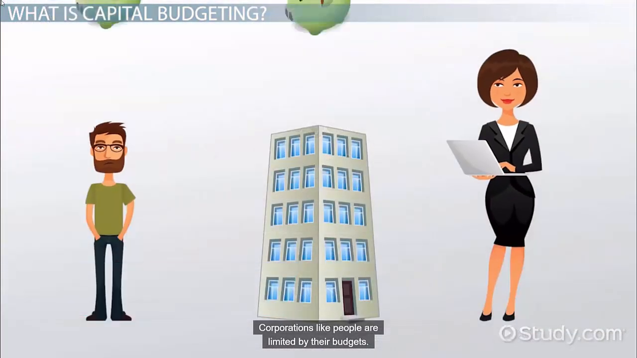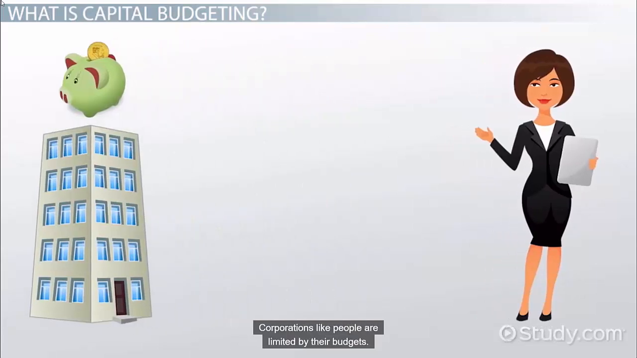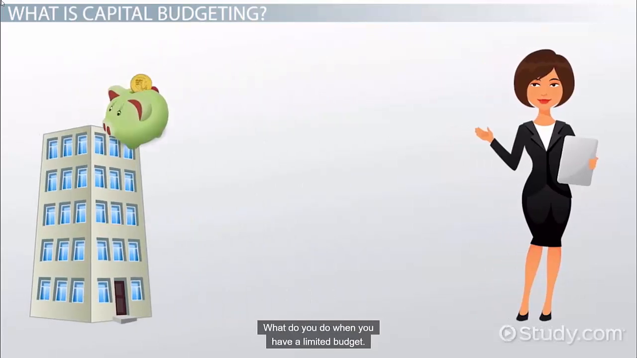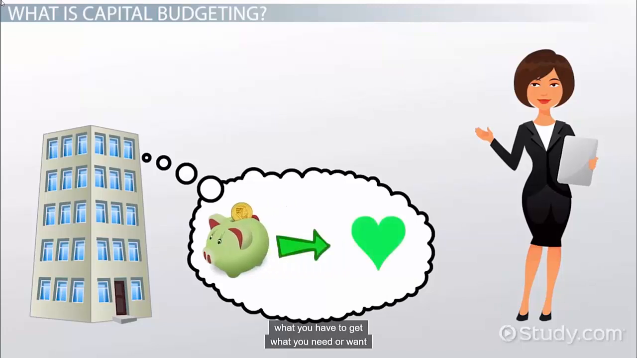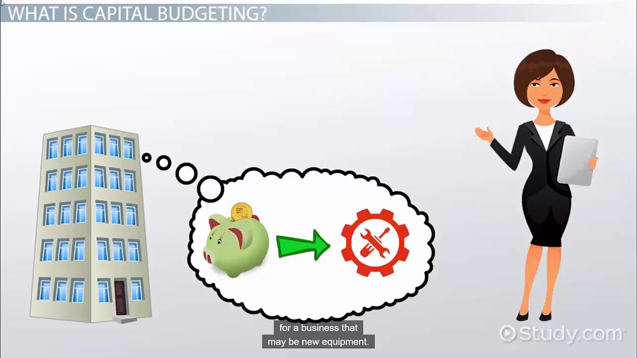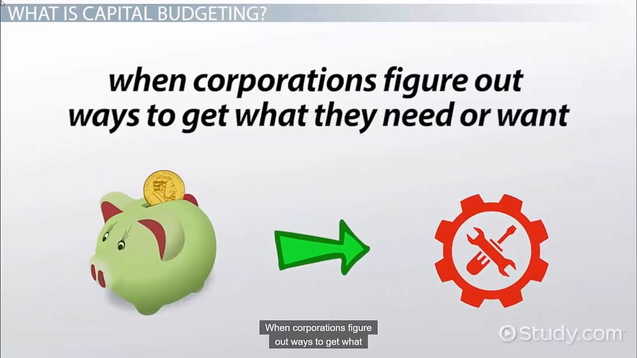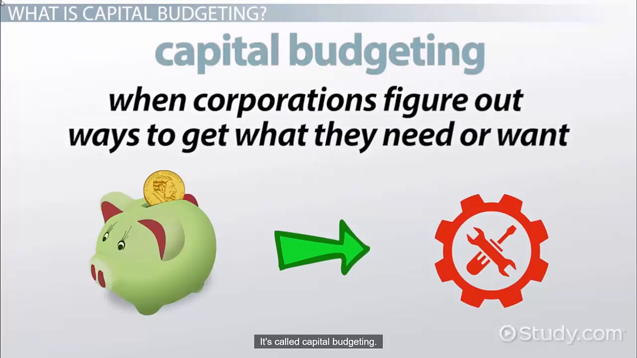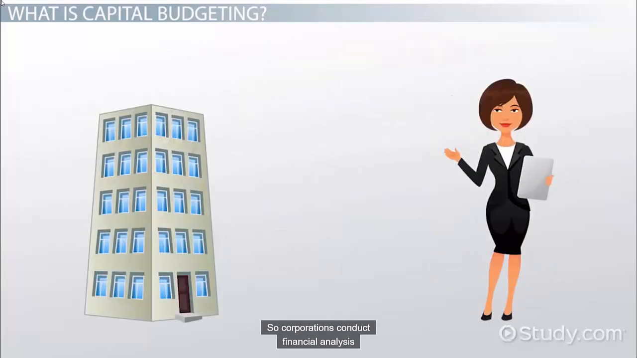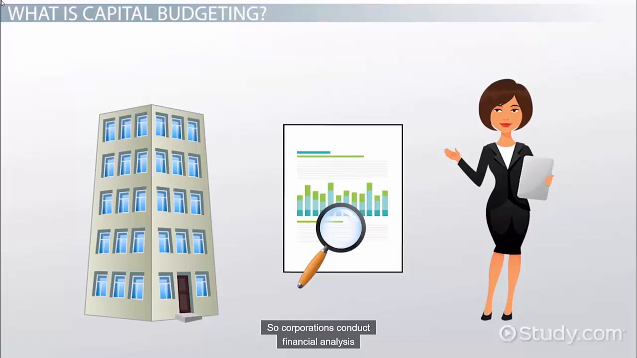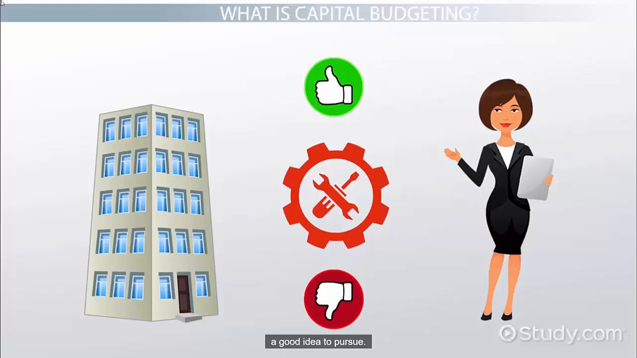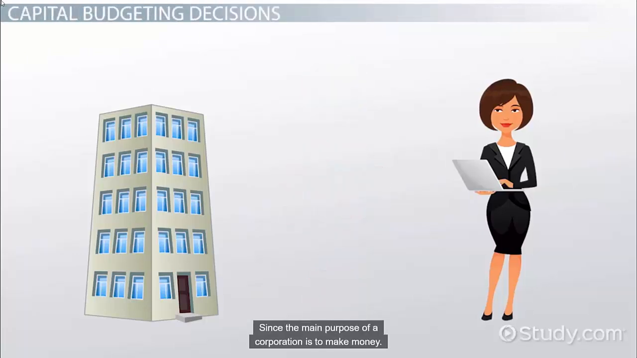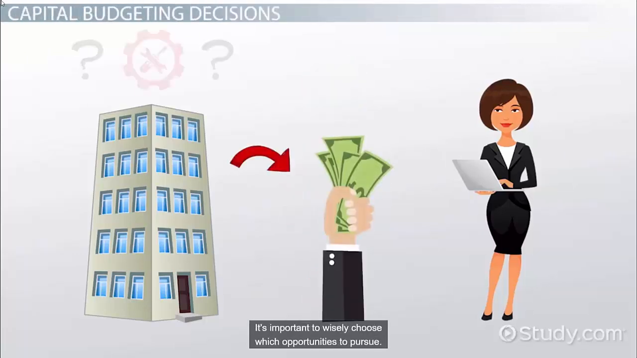Corporations, like people, are limited by their budgets. What do you do when you have a limited budget? You figure out the best ways to spend what you have to get what you need or want. For a business, that may be new equipment. When corporations figure out ways to get what they need or want, it's called capital budgeting. So corporations conduct financial analysis to determine whether an investment or project is a good idea to pursue. Since the main purpose of a corporation is to make money, it's important to wisely choose which opportunities to pursue.